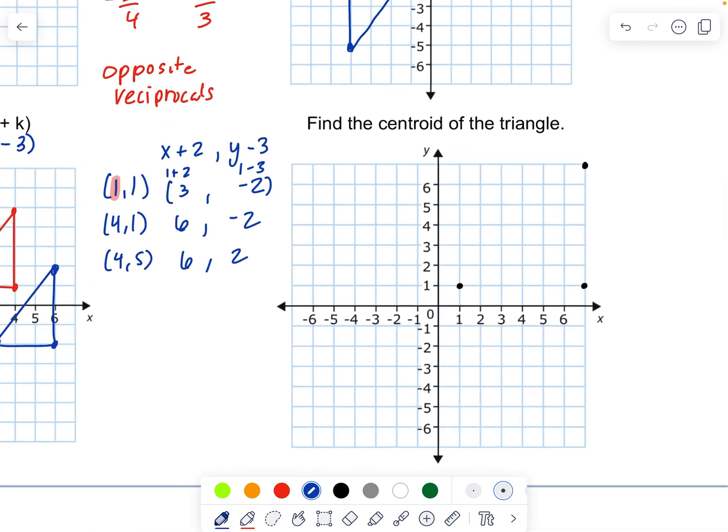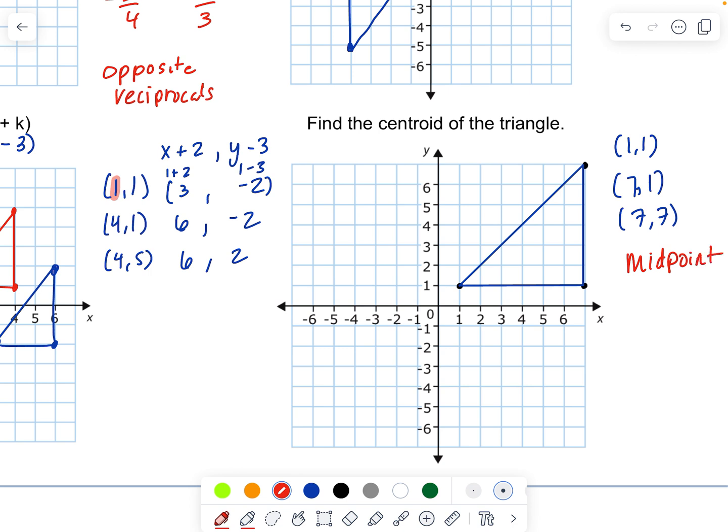Let's take a look at this centroid. Here's a new triangle. The coordinates of this triangle are 1, 1, 7, 1, and 7, 7. And to find the centroid or center of gravity, there's 2 steps. The first step is to find the midpoints of each side. In this example, the bottom side is 6 units long, so the midpoint's right in the middle. So I'm drawing those midpoints.